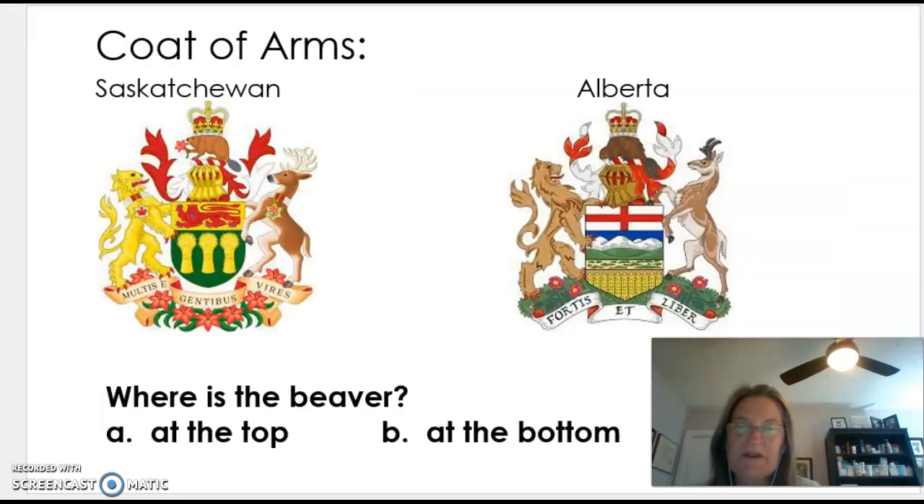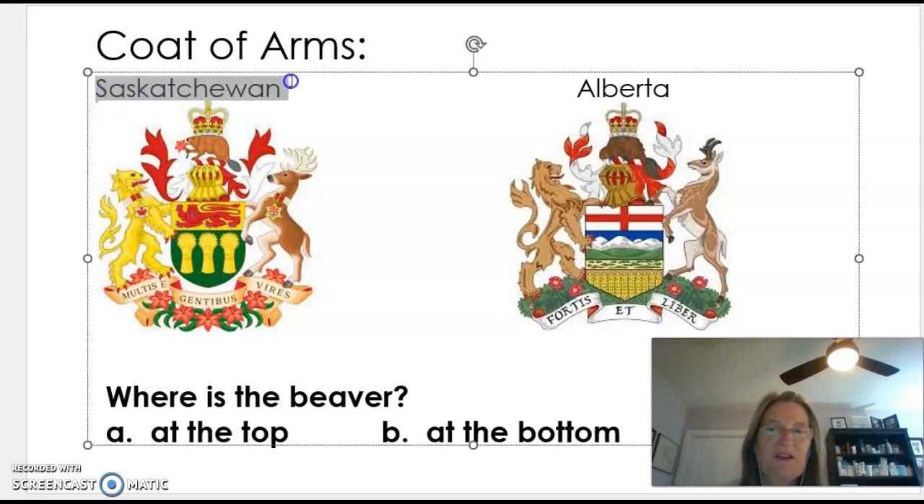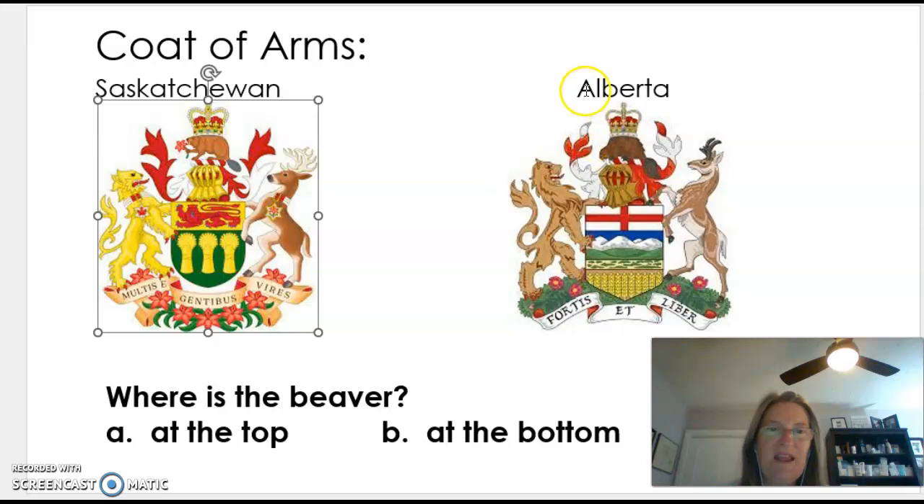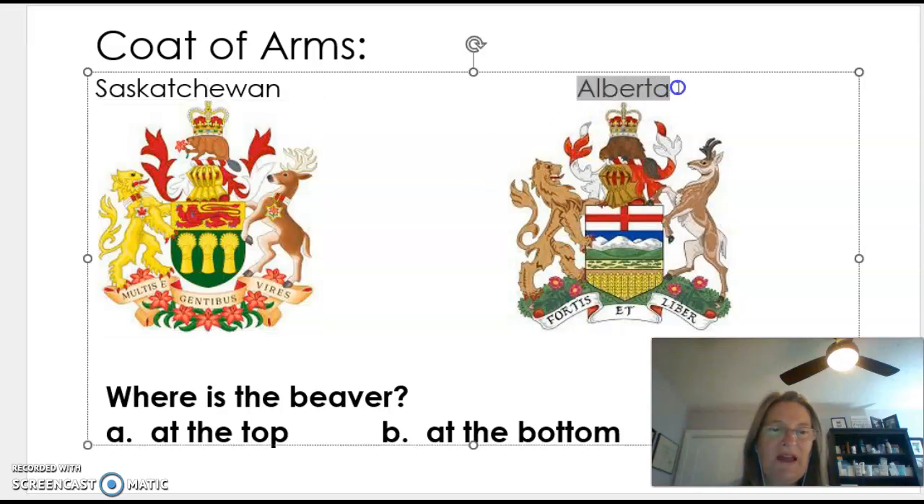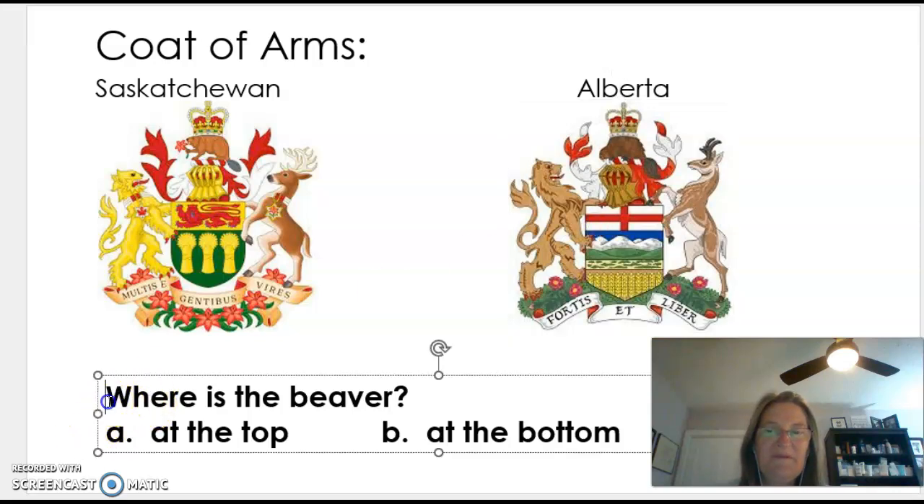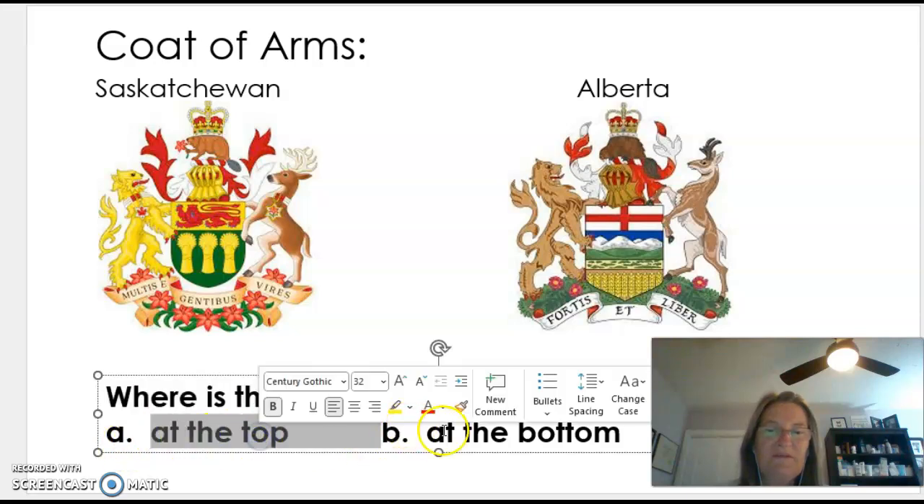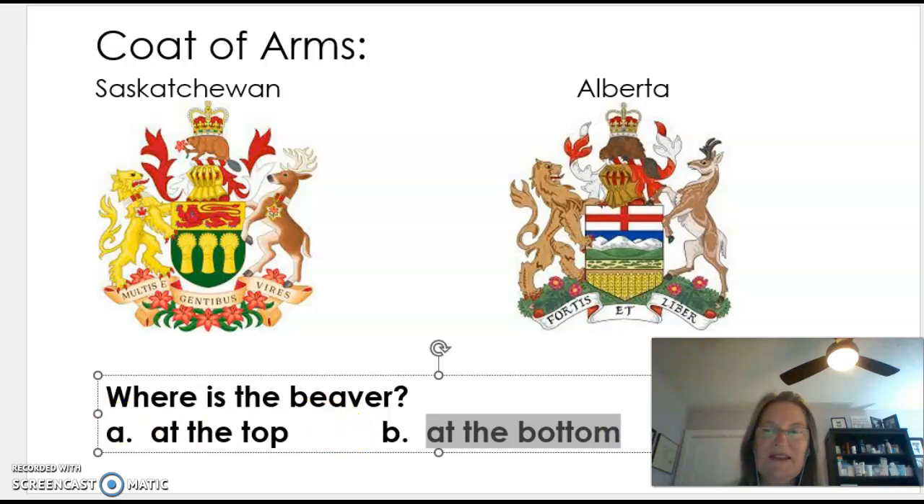The coat of arms of 2 of Canada's provinces feature the beaver. Can you find the beaver? Is it at the top or is it at the bottom of the coat of arms? This is the coat of arms for Saskatchewan, and this is the coat of arms for Alberta. Okay, where is the beaver? A, at the top, or B, at the bottom? You can add this answer to your notebook.